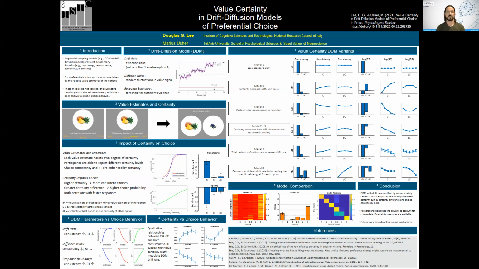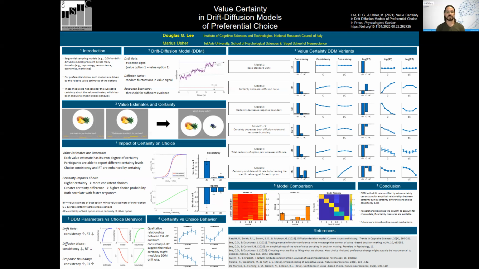The next question is, which parameter of the DDM would need to be modified in order to account for these effects? So I show here some qualitative simulations of modifying each of the different parameters individually. In blue, we see that increasing the drift rate increases consistency and decreases response time. In red, we see that increasing diffusion noise decreases consistency and decreases response time. And in green, we see that increasing the response boundary increases consistency and increases response time.